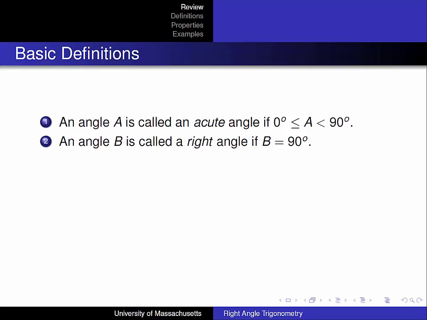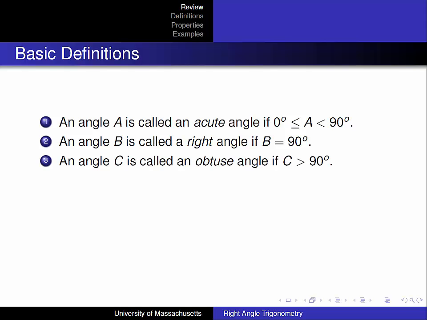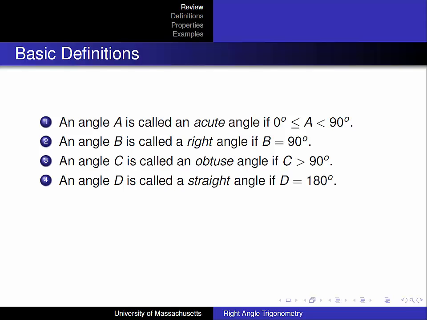If the angle is exactly 90 degrees, we call it a right angle. And if the angle is greater than 90 degrees, we say it's an obtuse angle. And if the angle is exactly 180 degrees, we say it is a straight angle, such as a straight line.